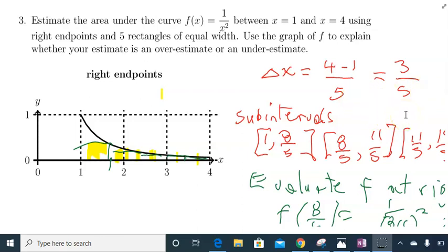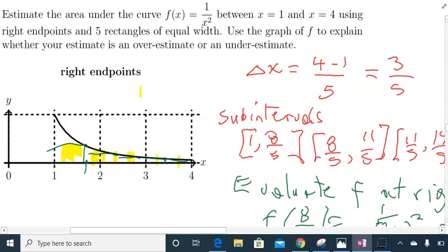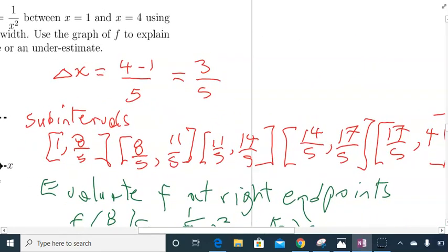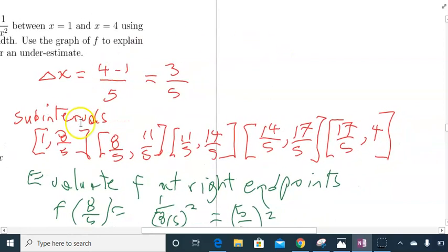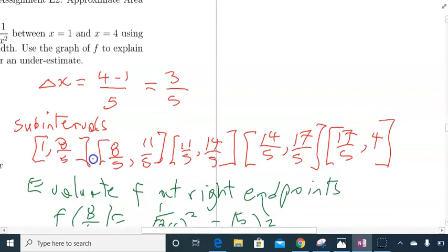Then let us write our subintervals again. In this video, we are writing out each of the subintervals. So now we have 5 subintervals. 1, you can see 1 as 5/5 as well, if you want to write 1 as 5/5, that's fine. 1 to 8/5, 8/5 to 11/5, 11/5 to 14/5, 14/5 to 17/5, and 17/5 to 4, or if you want to write that as 20/5, that's fine.